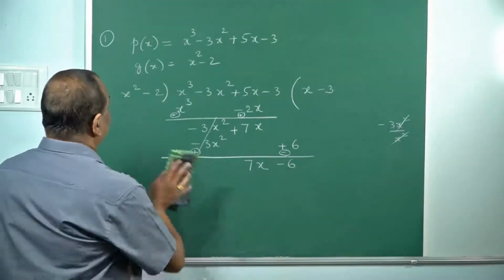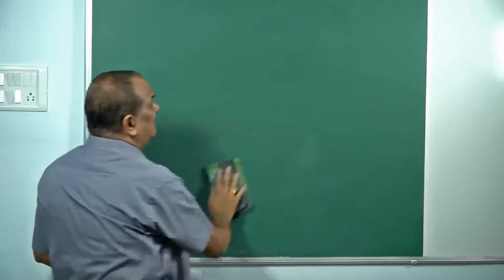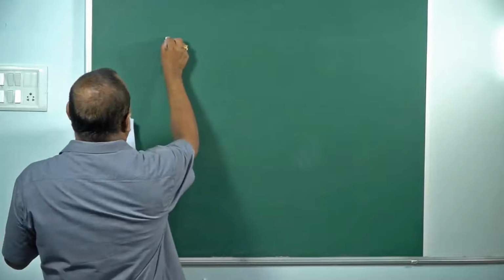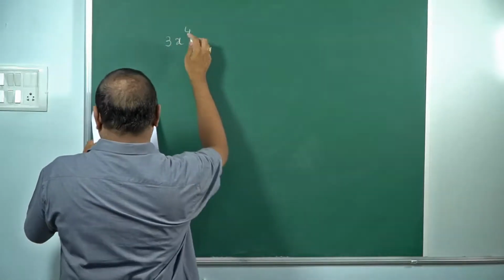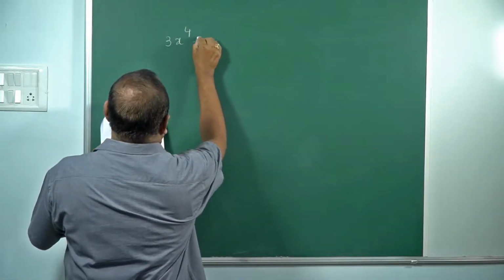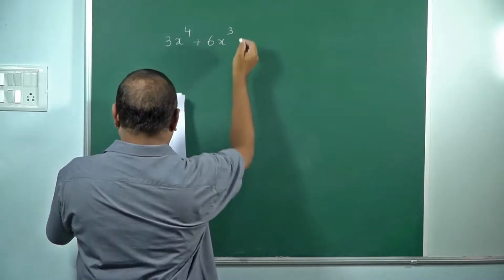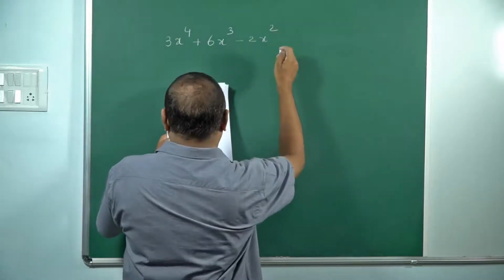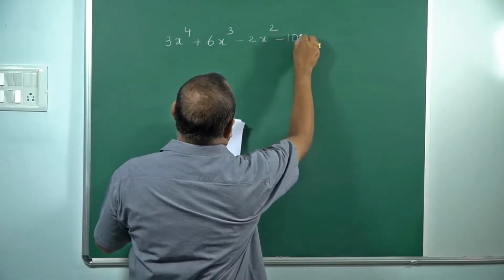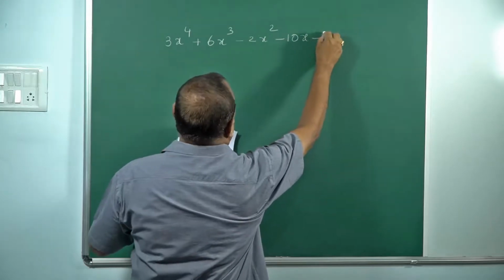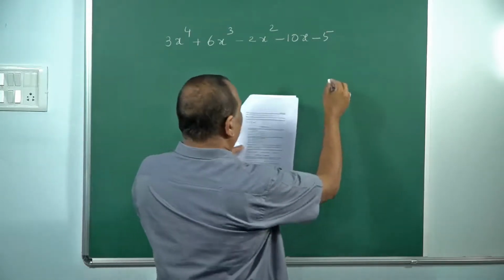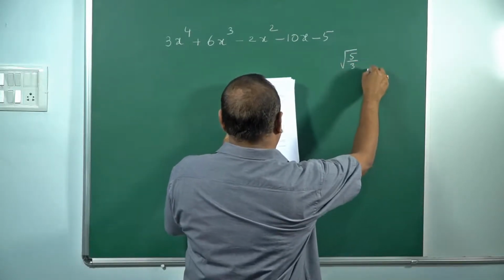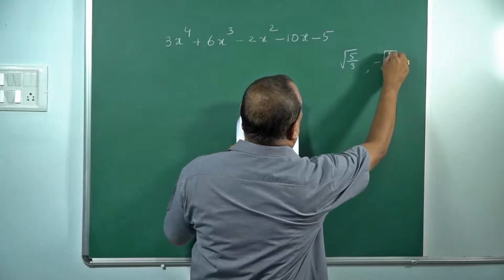That's it. And I am given a fourth degree polynomial. This is question number 3. 3x power 4 plus 6x cube minus 2x squared minus 10x minus 5. And you are given that there are two zeros here, root 5 over 3 and minus root 5 over 3.